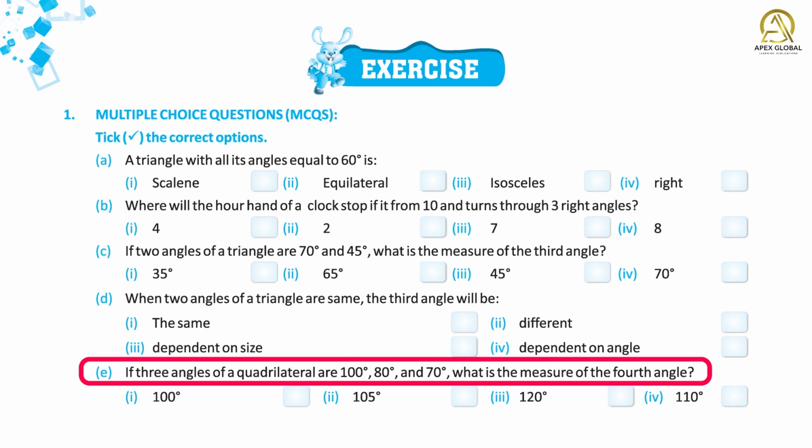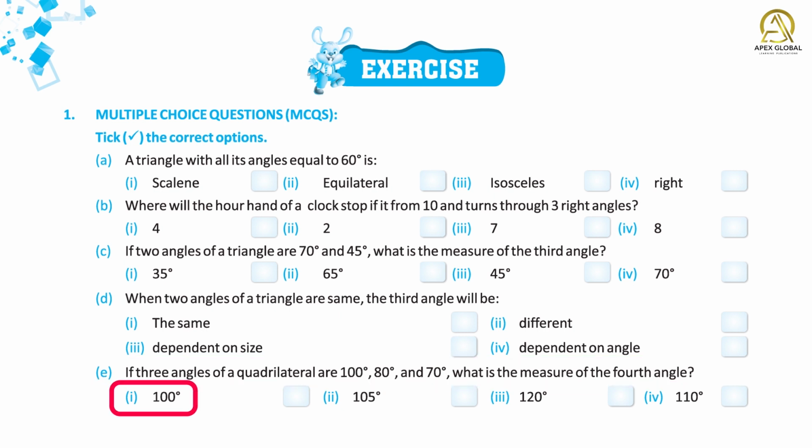E. If three angles of a quadrilateral are 100 degrees, 80 degrees and 70 degrees, what is the measure of the fourth angle? First, 100 degrees; second, 105 degrees; third, 120 degrees; fourth, 110 degrees. Solution: fourth, 110 degrees.